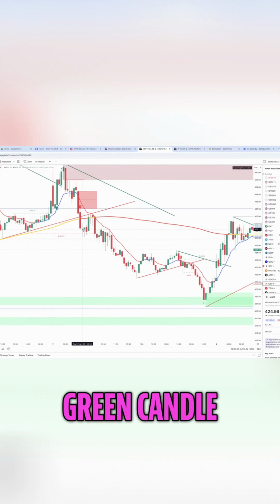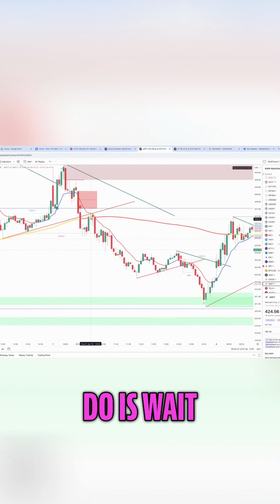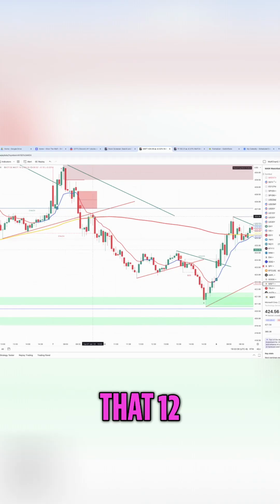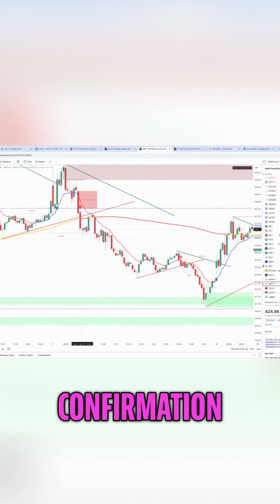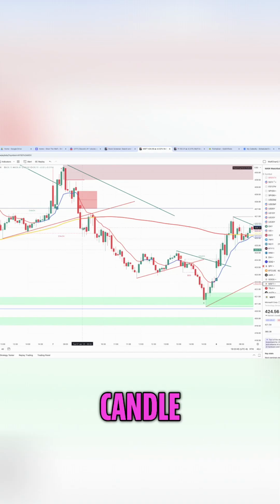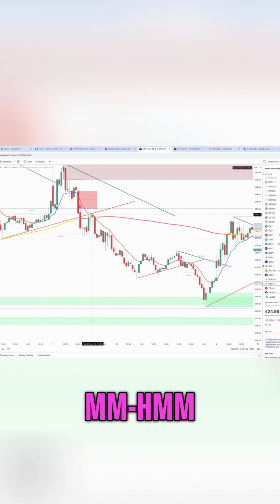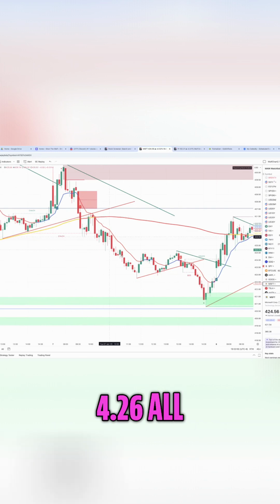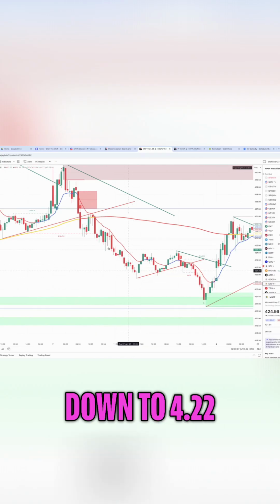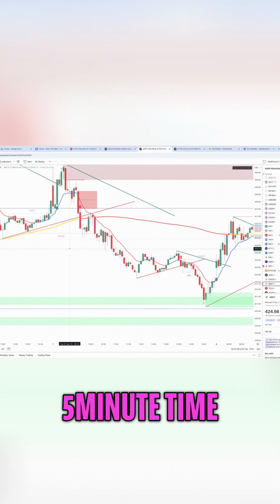We got this green candle. So all we're going to do is wait for a retest of that 12, and as soon as we bump that 12, that's our entry for puts. We already got our confirmation candle right here, because this candle opened and closed under the trend line and the 12 EMA, and it was under the 200. And if we enter here, then we got our drop from 426 all the way down to 422. That's a $4 drop from the 5-minute time frame.